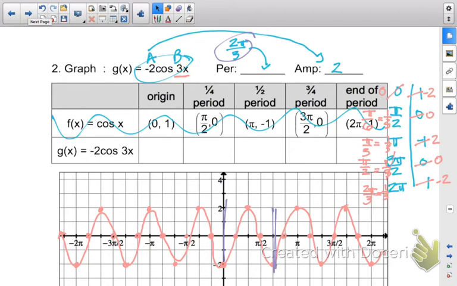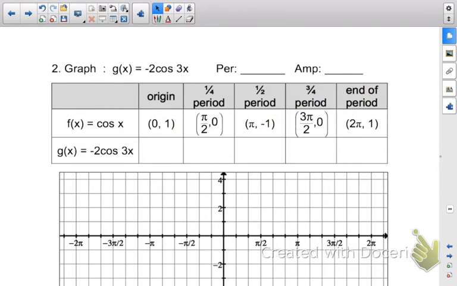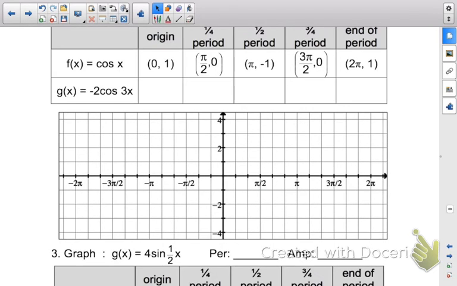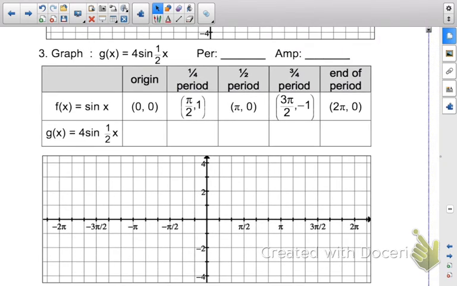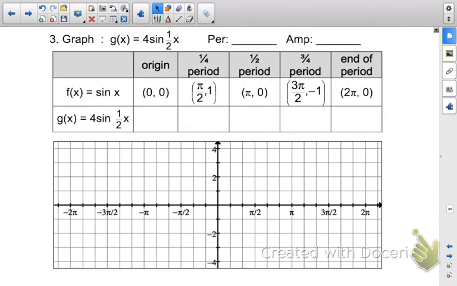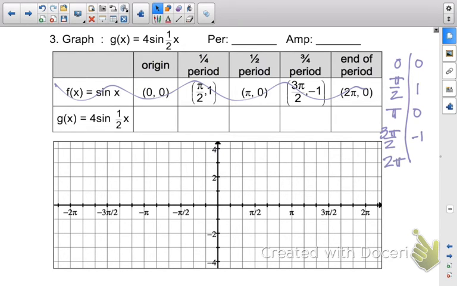All right, so we're just going to practice this once or twice more, mostly to show you there's a couple different b values that we can use. So in number 3, I'm going to give you a chance to try this one on your own, just because it's not too difficult. Just remember that, again, you're writing your own points down for a sine function. Sine is 0, 0, pi over 2, 1, pi 0, 3 pi over 2, negative 1, and 2 pi 0 again.